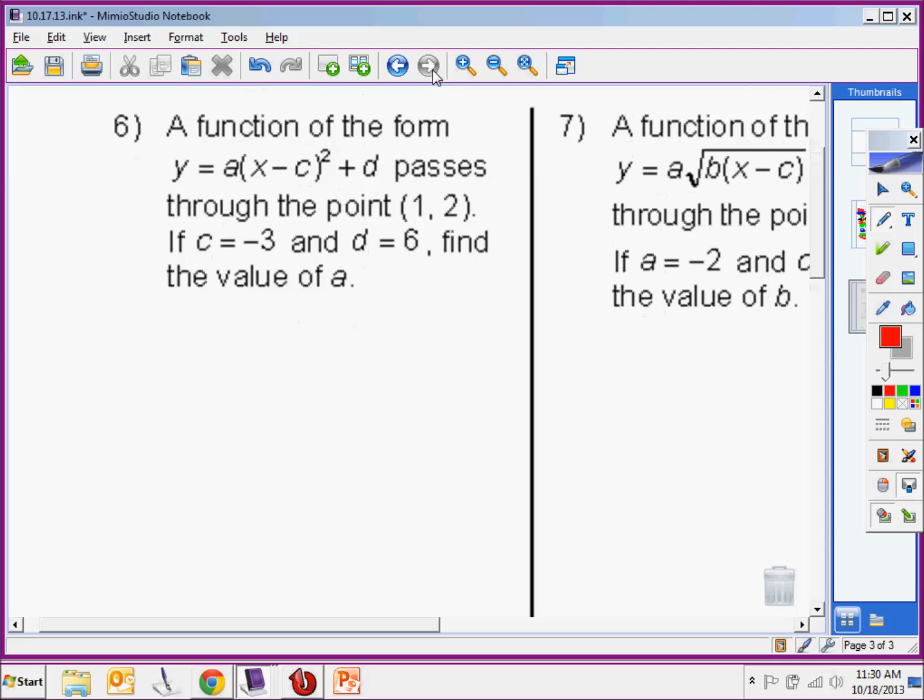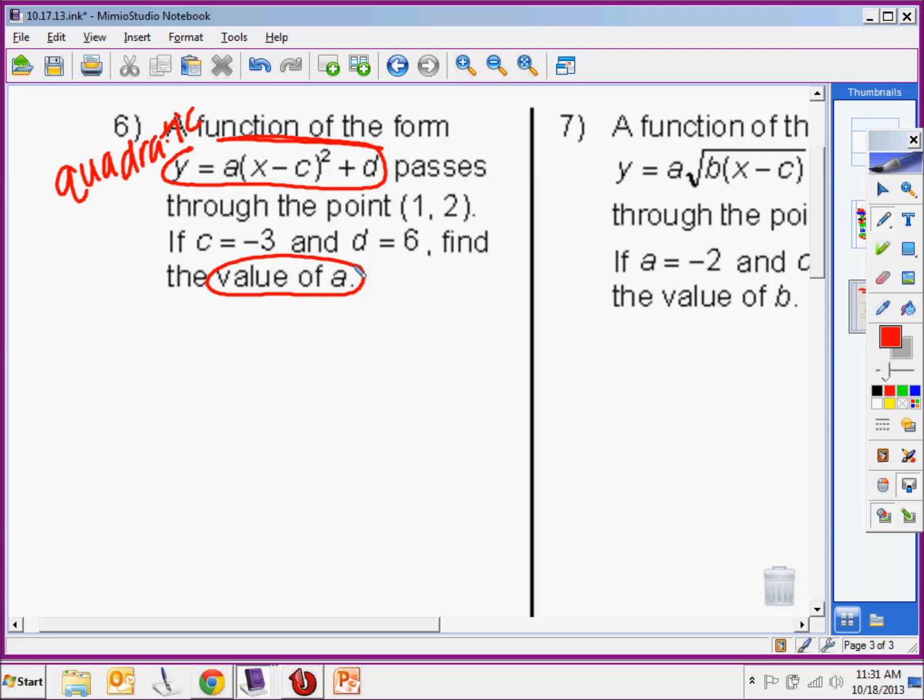On 6, what kind of function is this? On 6, it's a quadratic. It's a quadratic function, okay? And it tells me that this quadratic function is going to have a vertical stretch or compression, right? It's going to either move left or right or up and down, okay? So it tells me all the information I need to figure out my vertical compression or stretch. It wants me to find the value of A.